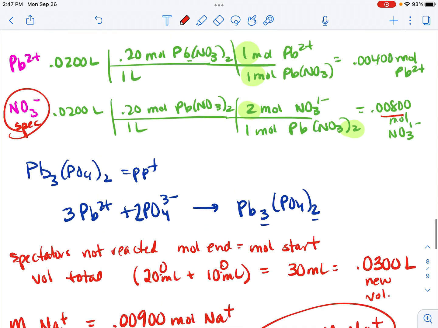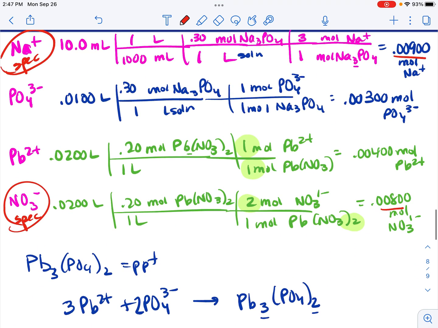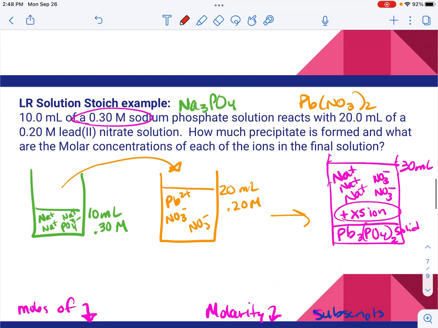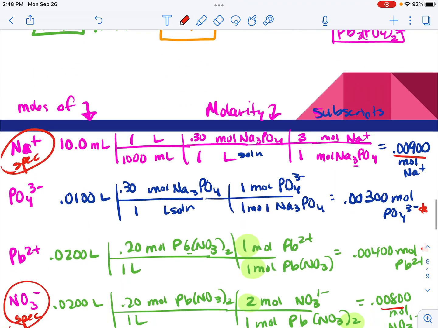Now I want to find the limiting reactant so I can figure out who completely runs out, and I need to figure out how much excess is left. To find the limiting reactant, you can do this one of 2 ways. The 2 that react are the phosphate and the lead. You can start with one of them and go to the product, or you can start with one of them and go to the other reactant. Since this question asks you for how much precipitate is formed, you might as well go to the product.